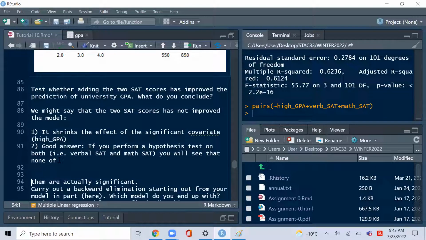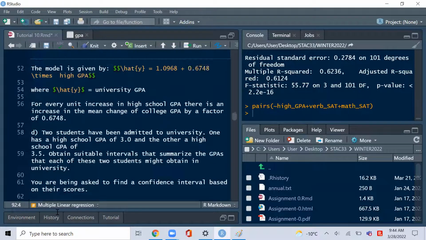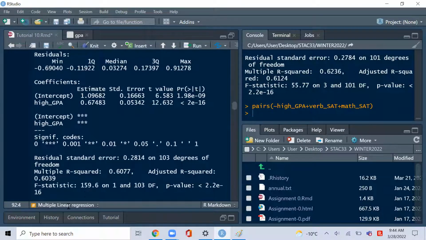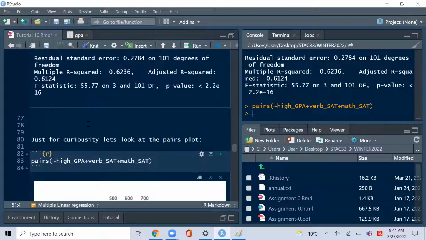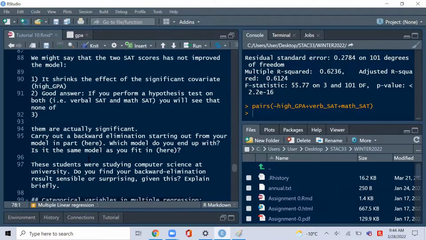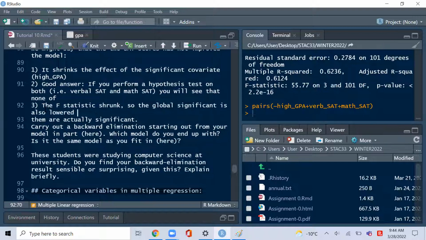But the other thing is that you can actually check other diagnostic things. If you look at the F statistic from the original model, notice the F statistic is 159.6. The F statistic actually shrunk to 55.7. Right? So the F test actually shrunk. The global significance is also lowered by adding two insignificant covariates.